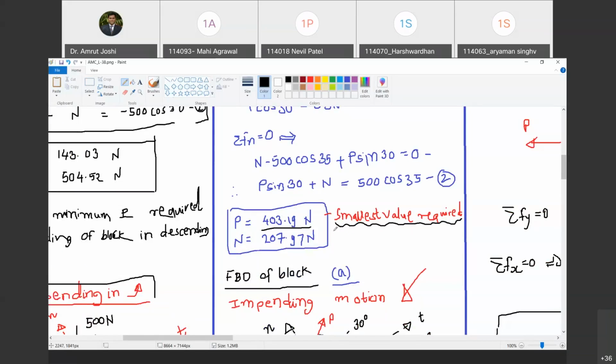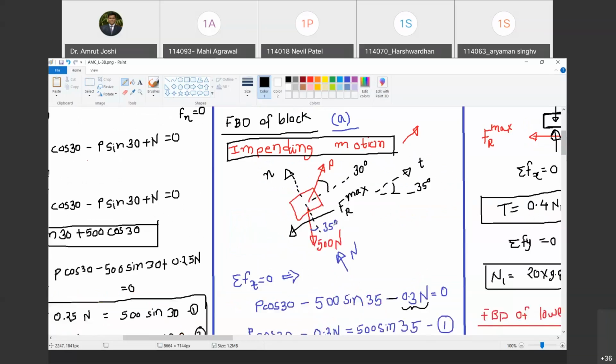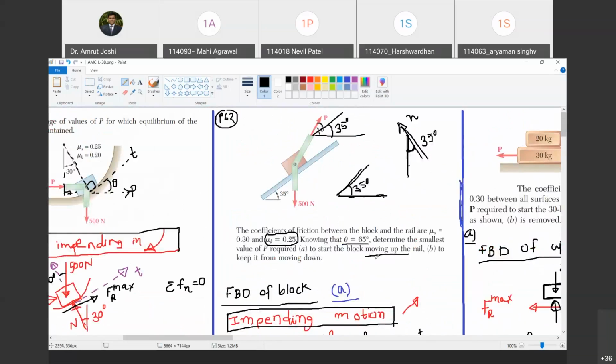Happy? Yes, sir. Yes. Now there is a slight problem in the wording of this problem. Let me tell you what the problem is. When we start part B, what is the wording? Tell me. What is the value of P required? Smallest value is written. That is the problem. We will see why.